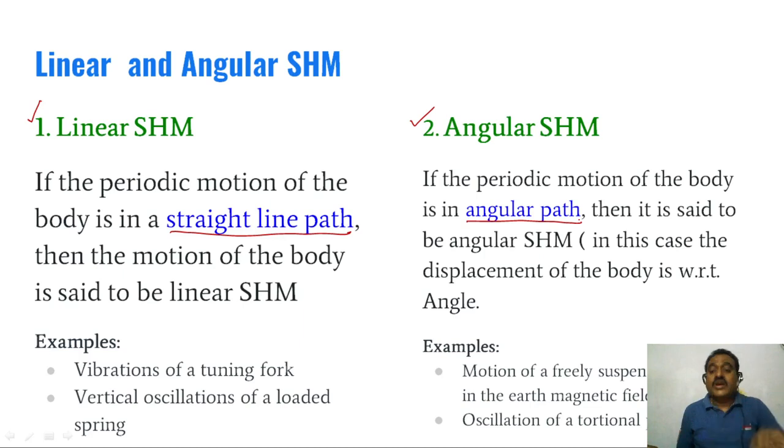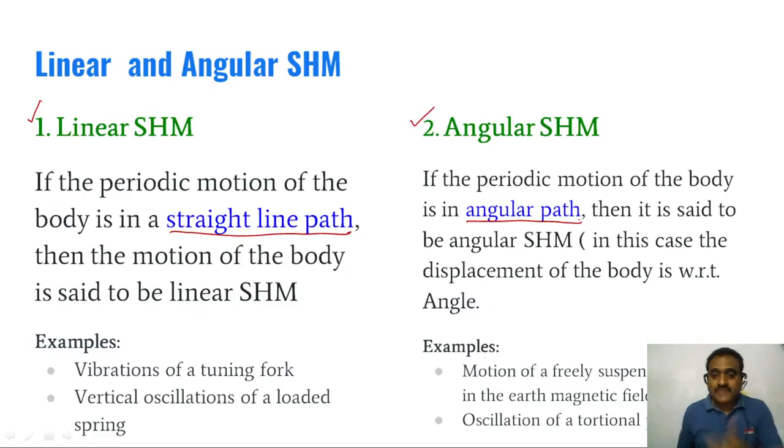You can observe on the screen. In this case, the displacement of the body is with respect to angle, some small angle, that is angular displacement. Another definition: if the simple harmonic motion of a body is in an angular path, then the simple harmonic motion is called angular simple harmonic motion.